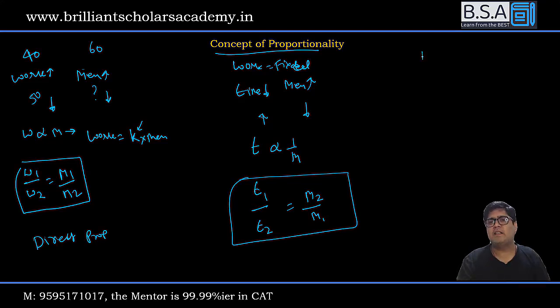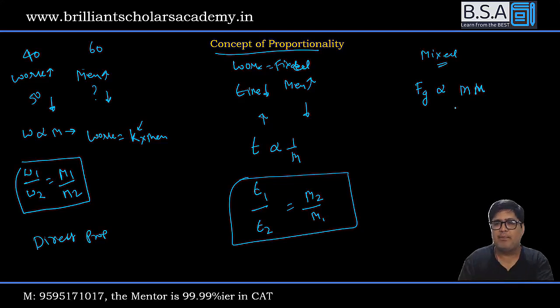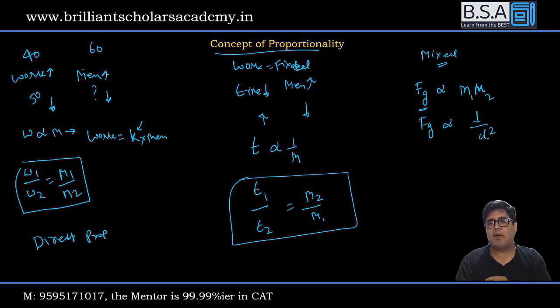Now something called mixed proportionality. Somebody gave us the formula for gravity: the force of attraction under gravity depends upon multiplication of two masses, capital M and small m. And the force of gravity is proportional to the inverse of the square of distance between them. Inverse means 1 upon. So can I say a single variable depends upon multiple terms? This is called mixed proportionality.